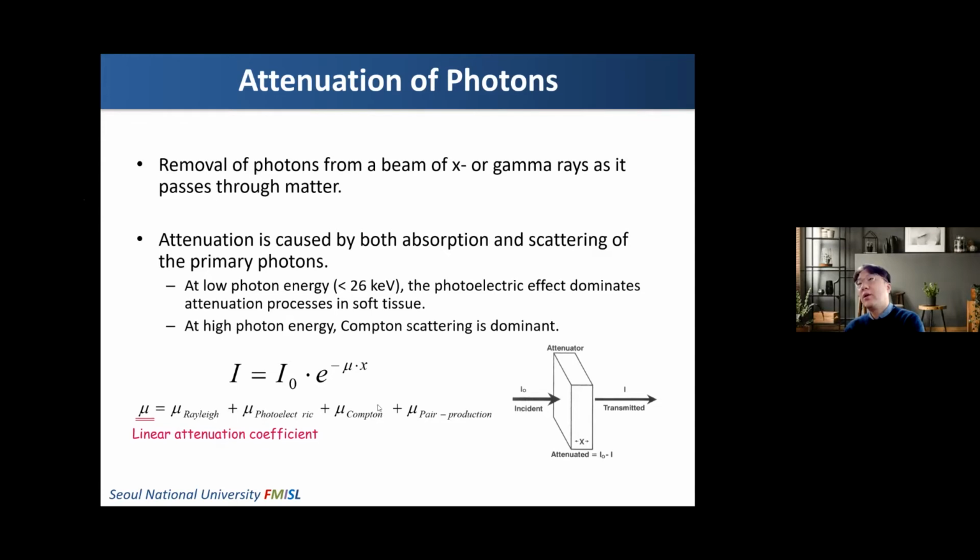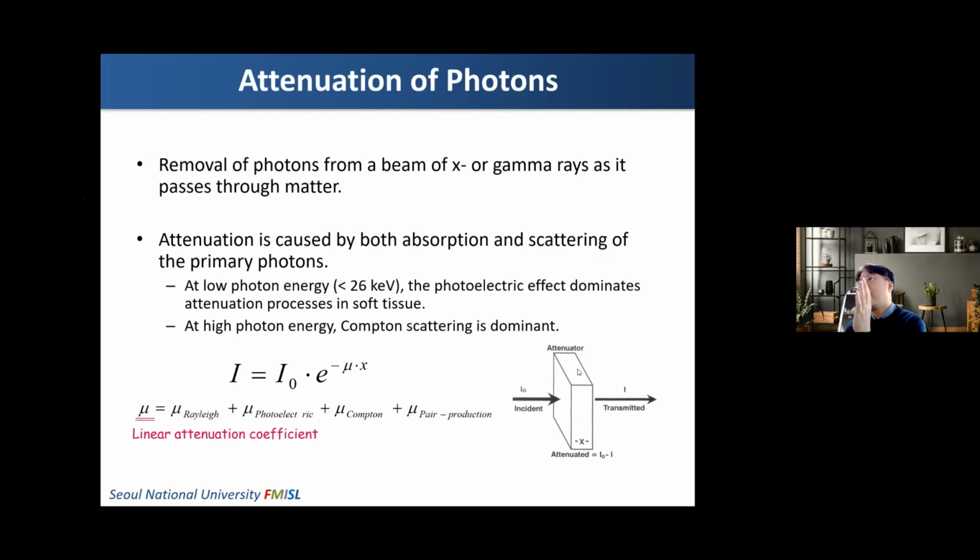But their dominance depends on the energy of the photons. For example, as I told you, Rayleigh scattering only happens with very low energy photons. So if the energy of the photon is higher than 30 kilo electron volts or so, the contribution of Rayleigh scattering will be small. The important point is that their contribution depends on the energy of the incident photon, and their dominance also depends on the material.